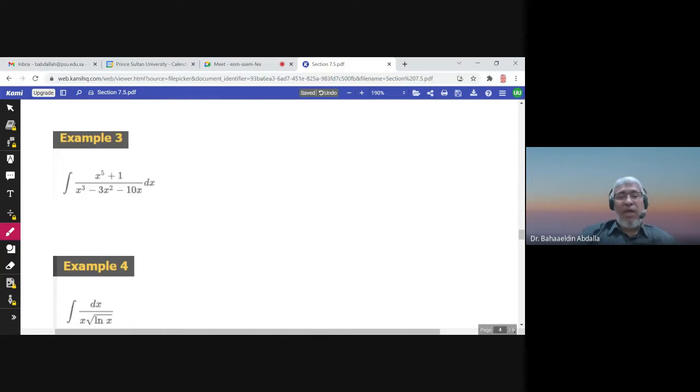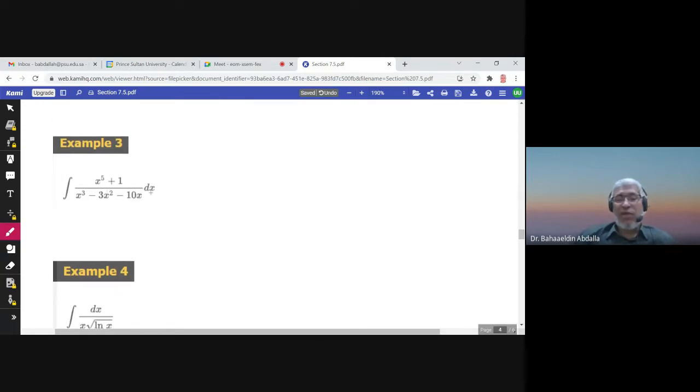Here I have a rational function and it's an improper rational function. So I use long division and continue using section 7.4, partial fractions.